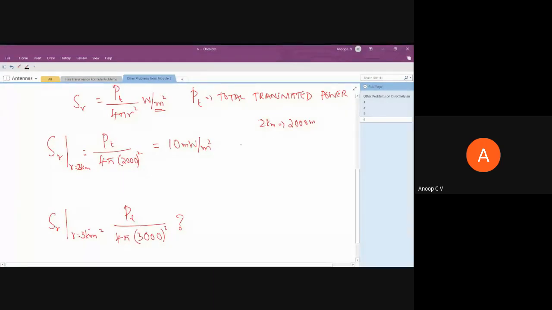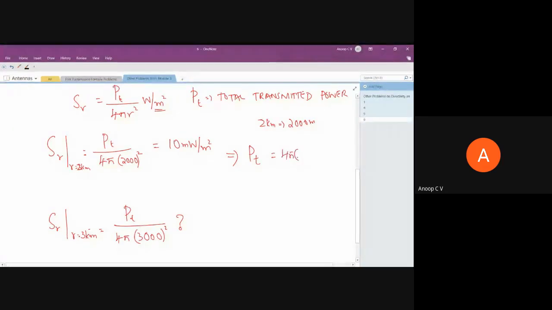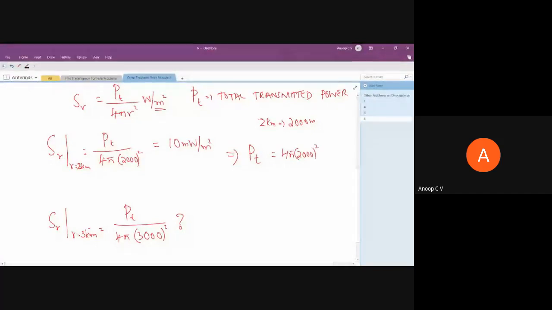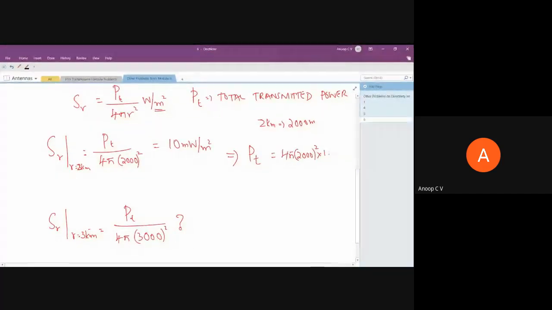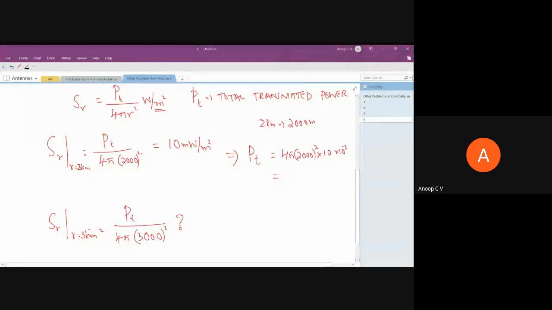Okay. First find what is PT. From this, please find PT. PT is 4 pi into 2000 square times 10 into 10 power minus 3. So what is this total power? And what is the power density at a distance of 3000 meters? Yeah, please type in the answer in the chat window. Fast.